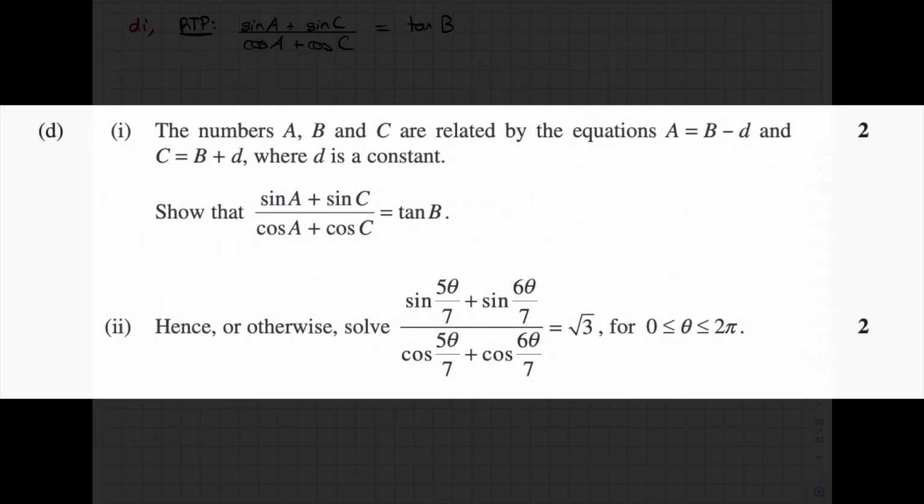Now for the final part, D. Part 1 says, the numbers a, b, and c are related by the equations a equals b minus d and c equals b plus d, where d is a constant. Show that sine a plus sine c over cos a plus cos c equals tan of b.